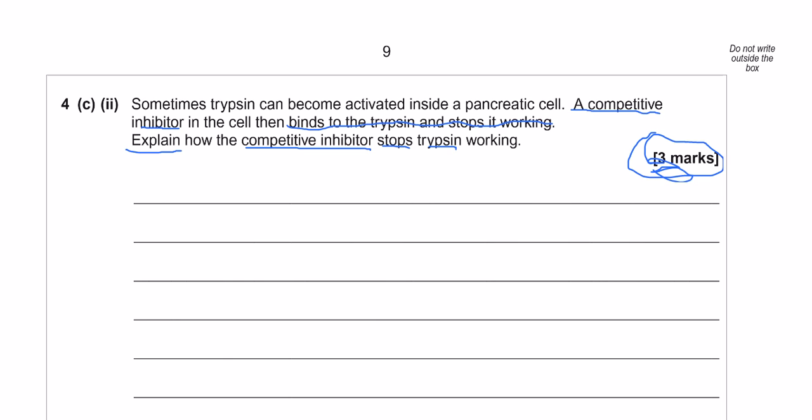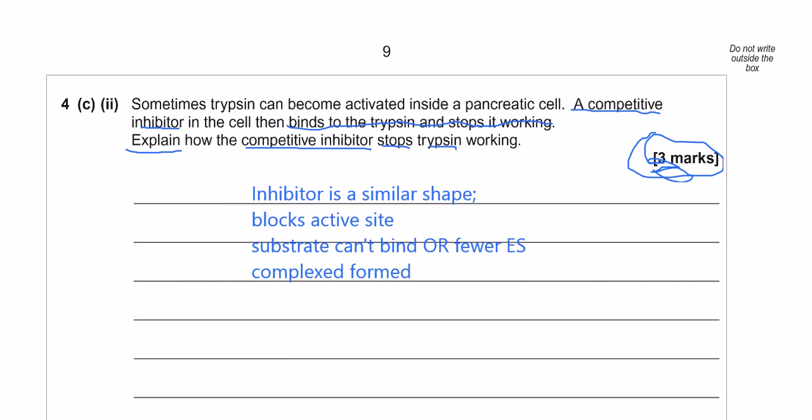Then for the third mark, the substrate can't bind to the active site because it can't actually get in there. So I was pleased to see some of you putting that there were no or fewer enzyme substrate complexes formed. Okay, there's the answer.